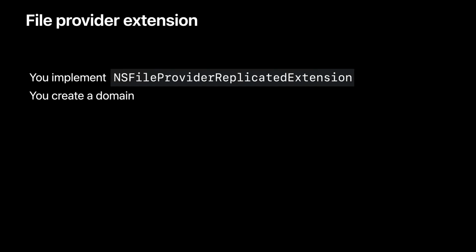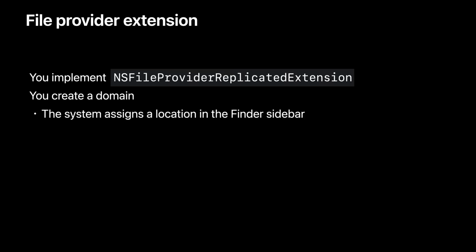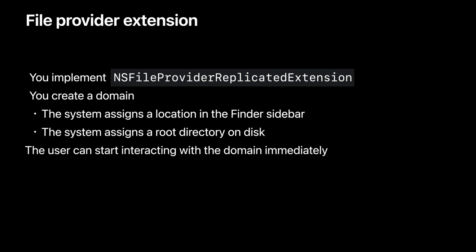Initially, you create a domain, which represents the file tree that the user can access in your cloud storage. The system will expose that domain in the Finder sidebar and create a root directory for the domain in the file system. At this point, no actual data is on the device, but the user can already start interacting with the root. How does this work?